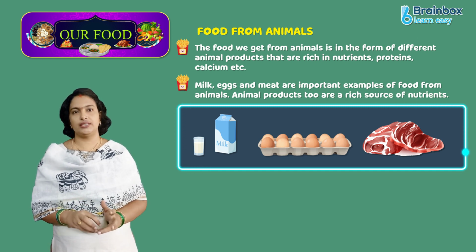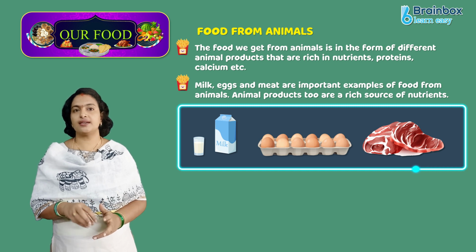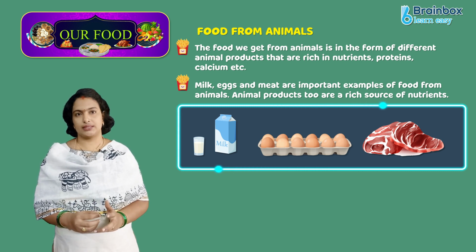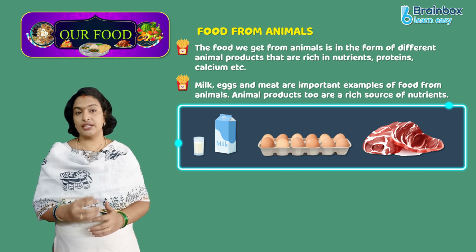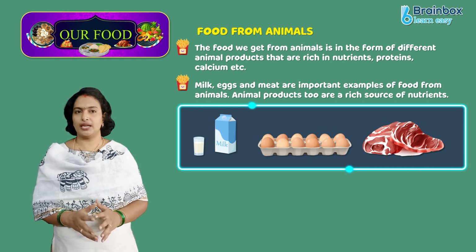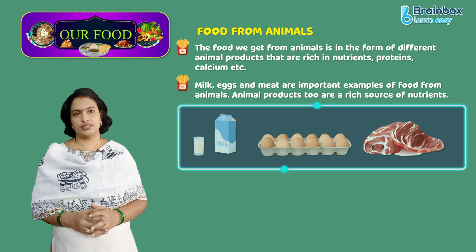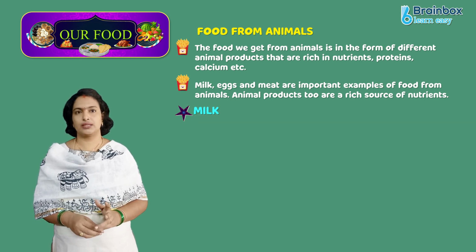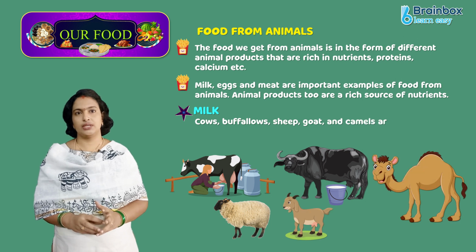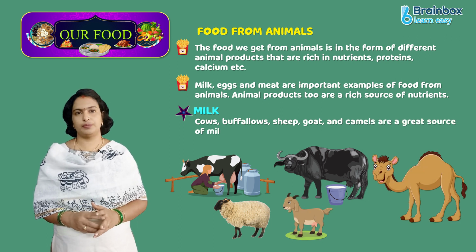So the food chain is composed of exactly these animals, starting with organisms that use the energy of the sun to the apex at which the organisms are predators and rely on producers. So let us have a look at some of the food items obtained from the animals. First thing is milk. We all know milk. Where do we get it from? Cows, buffaloes, sheep, goat and camels. These are all a great source of milk.